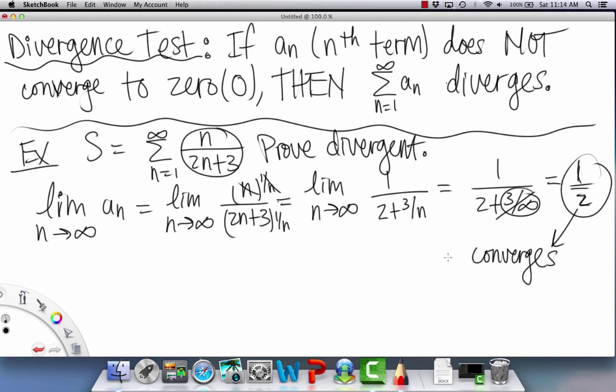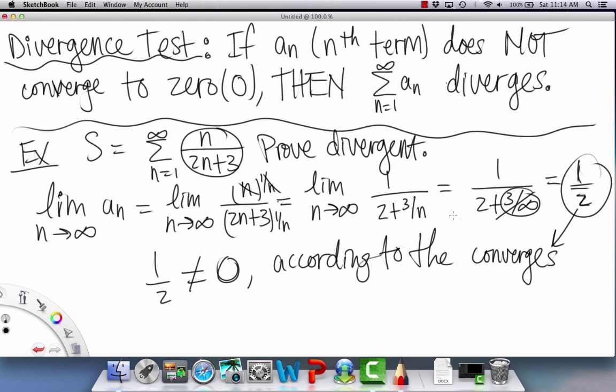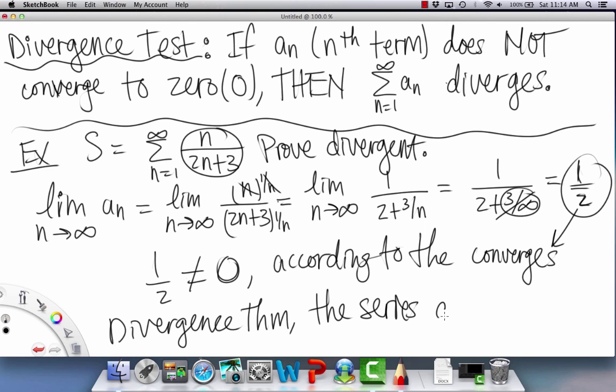But according to the divergence test, because this doesn't converge to 0, since 1/2 does not equal 0, obviously, then according to the divergence theorem, the series that we had diverges. So that's pretty important. All right, so that does it for the concepts video, and I'll talk to you later if you watch the homework video.